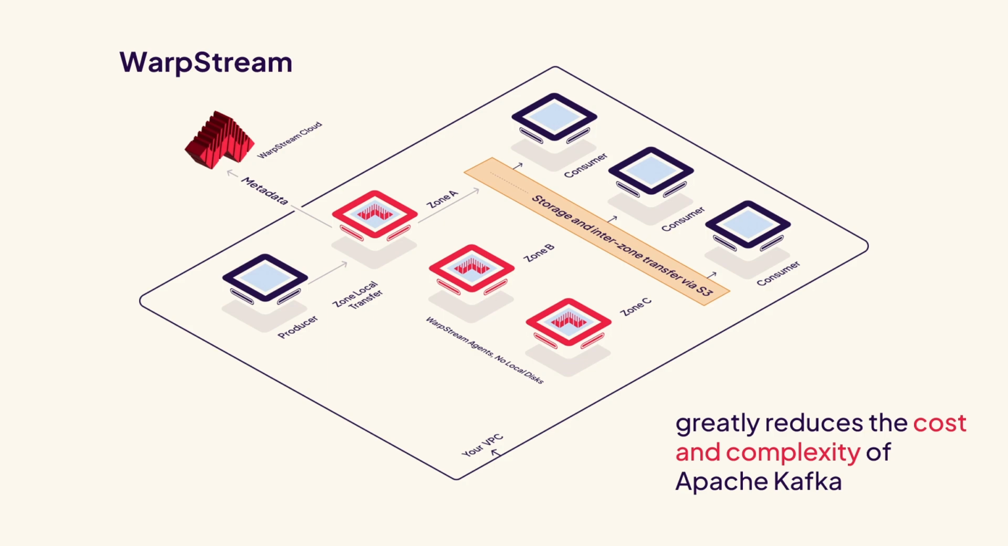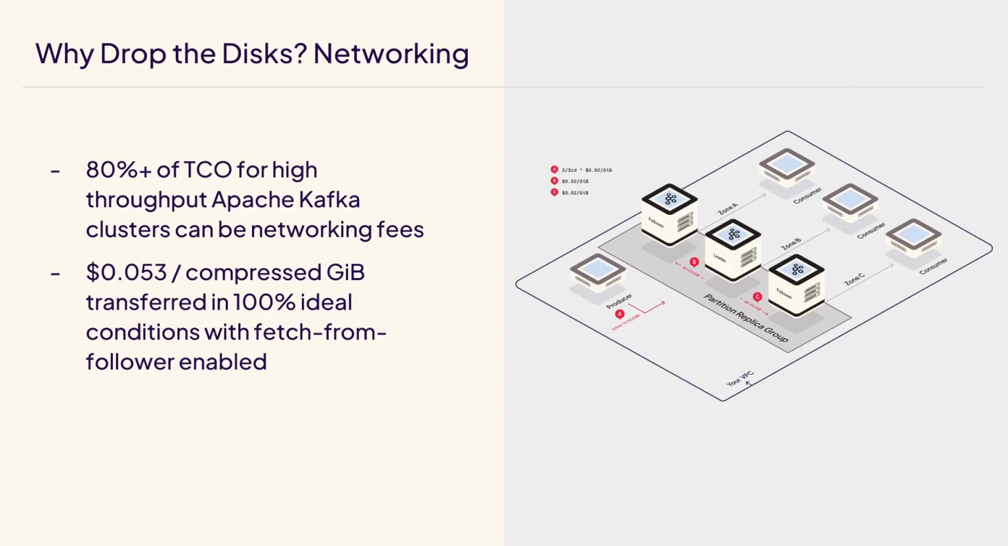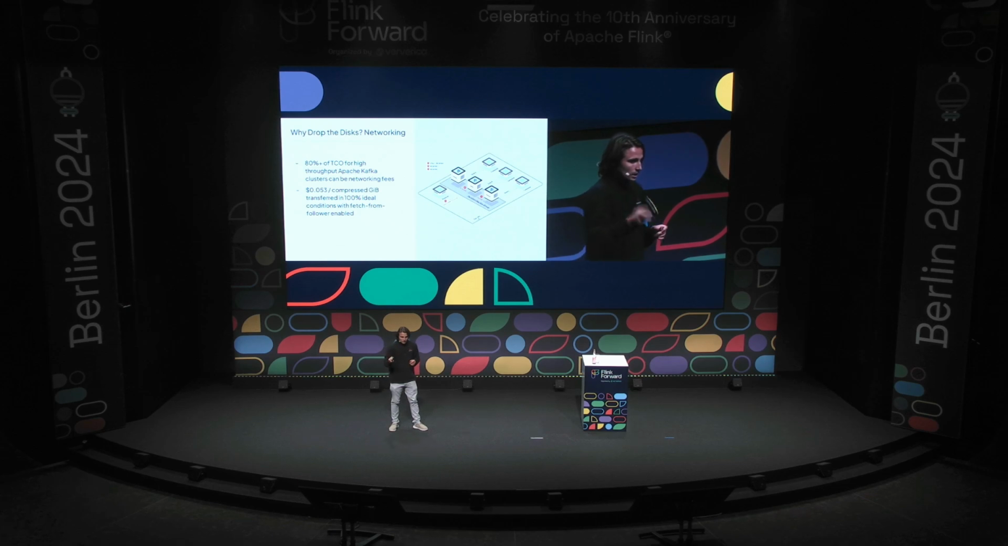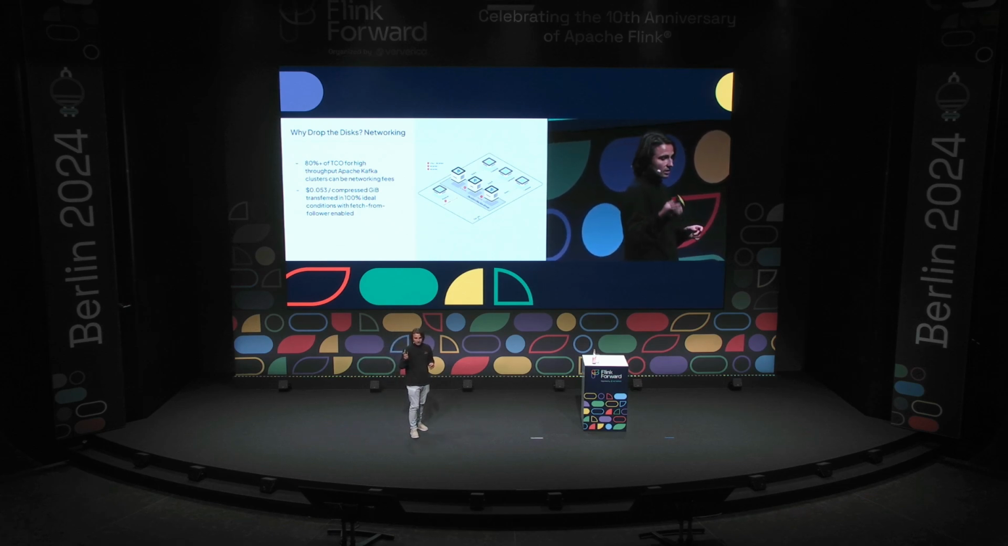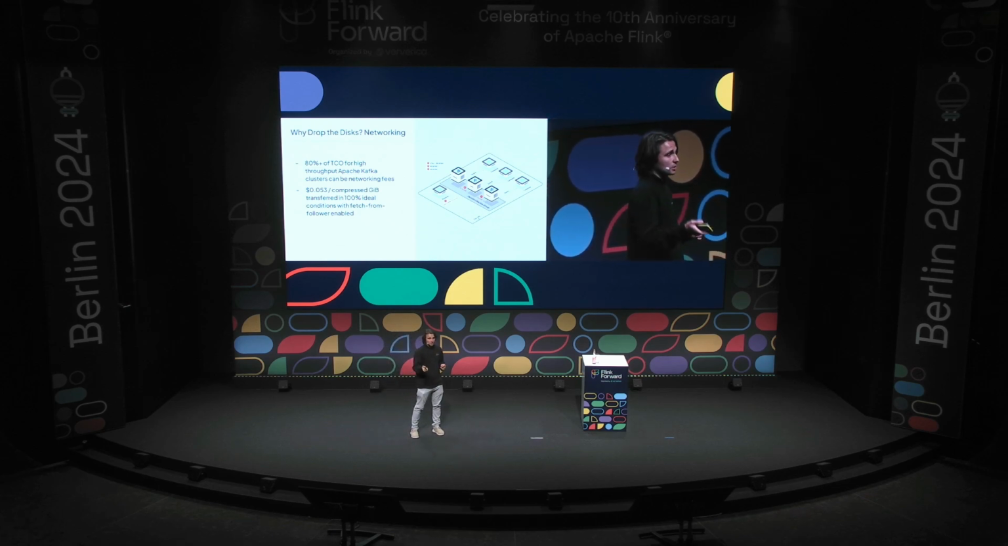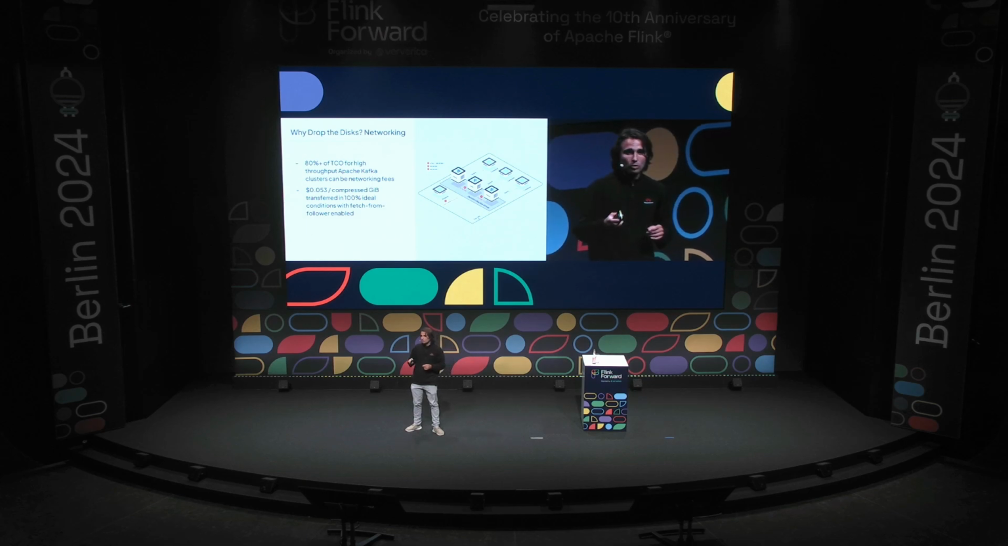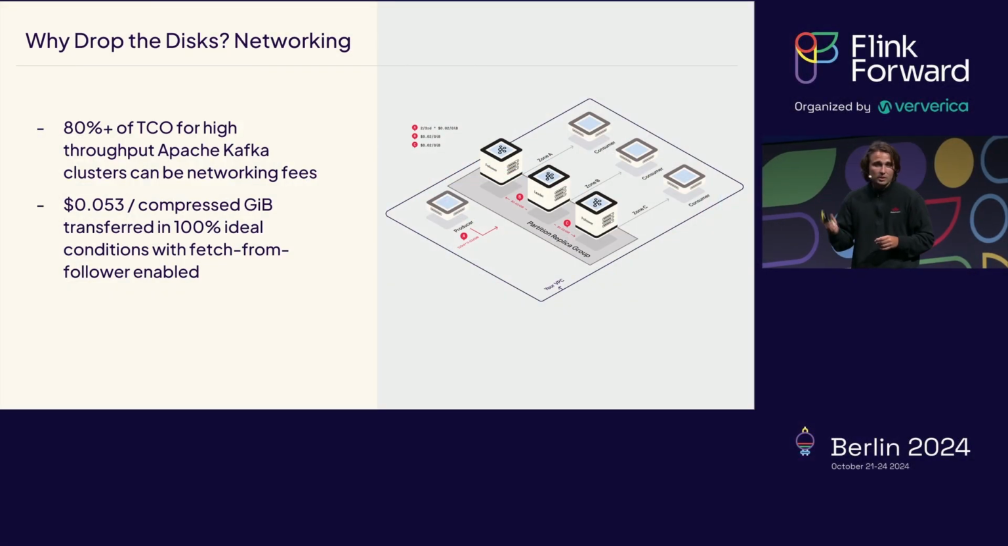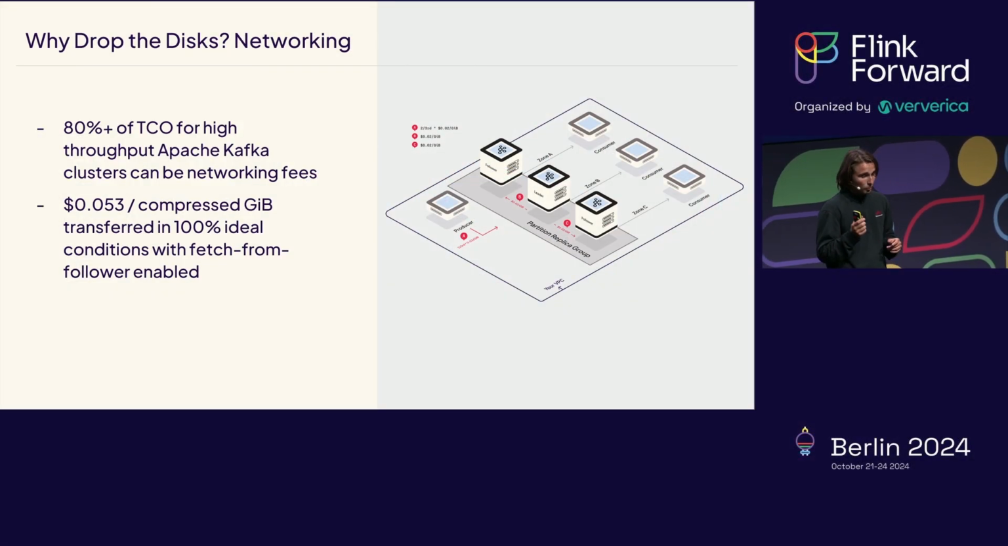OK, so now I'm just going to go over three more slides on why we get rid of the local disks, and then I'm going to jump into why this allows you to get rid of the noisy neighbors and interference between different workloads. The main one, and the first one, is the networking. As I said, the cross-AZ networking is very, very expensive. And in high-throughput workloads, this can be up to 80% or 90% of the TCO.